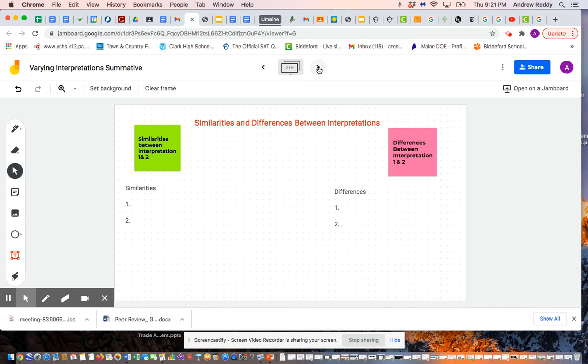Again, remember, for whatever person or issue or event you choose, we talked about 2 different interpretations of it. So you're just going to talk about what do the 2 interpretations have in common? List 2 things. What do the 2 interpretations have that are different? Typically, one of the obvious ones is that there's going to be a different opinion or a different interpretation, right? There's going to be some argument that's different between these 2.